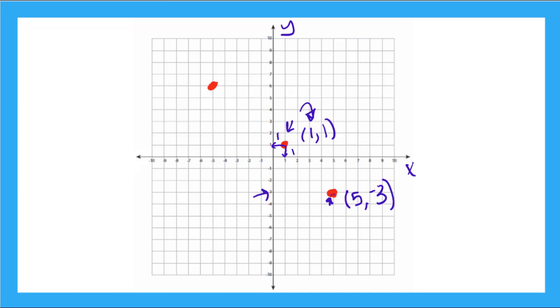So I go to my point and I trace up to the x-axis. I go up 1 box, 2 boxes, 3 boxes from the x-axis, and how far am I from the y-axis? Starting at my point, I trace over to my y-axis 1, 2, 3, 4, 5. So I'm 5 boxes from my y-axis here.